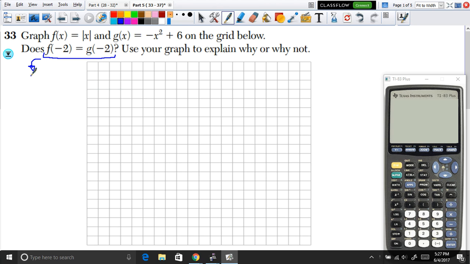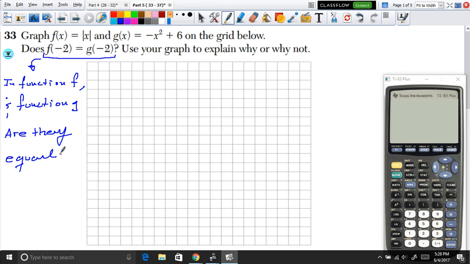Well, what does this mean? This means that in the function f, which has been defined as the absolute value, and function g, which is defined as -x squared plus 2, are they equal? Are they equal at x equals -2? This is what this expression means. Does f of -2 equal g of -2?